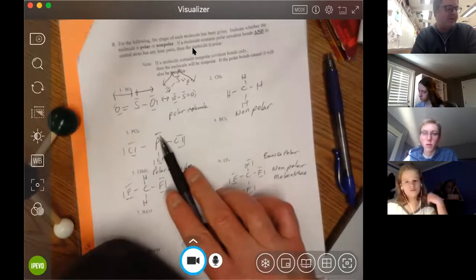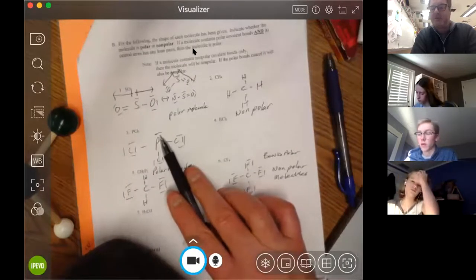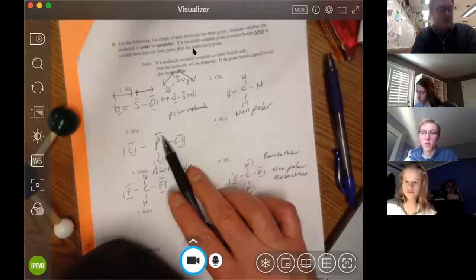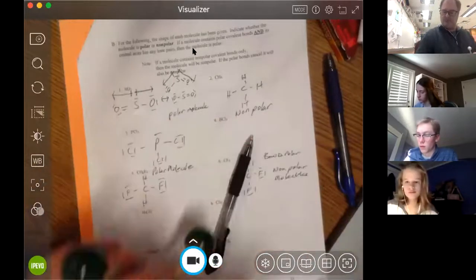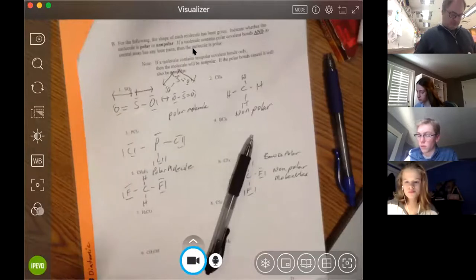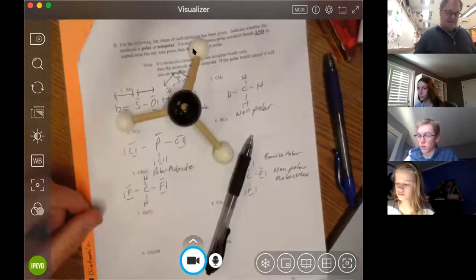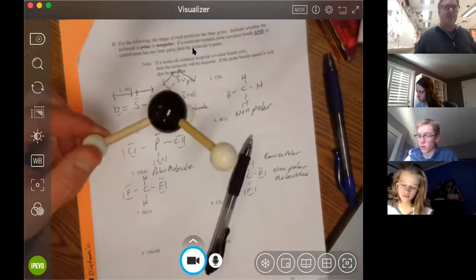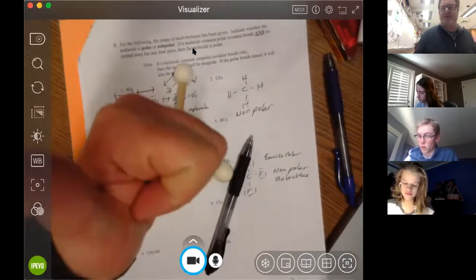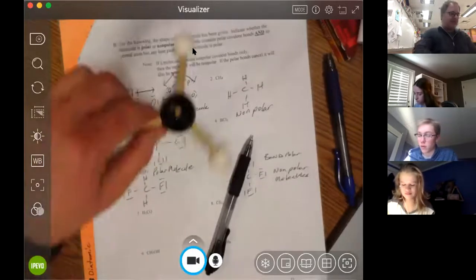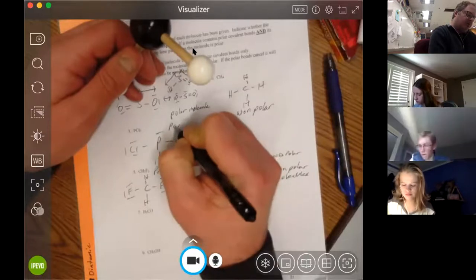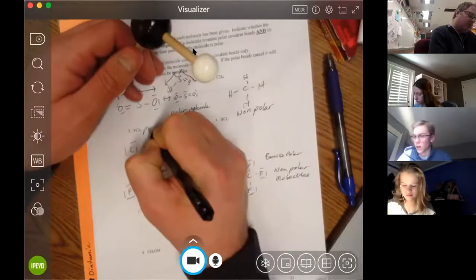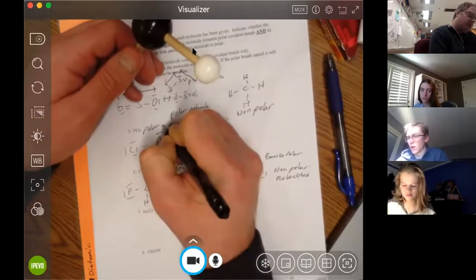So if you have polar bonds and you have a lone pair on the central atom, then it's going to be polar. Trigonal pyramidal. Right? Everything's pulling down. Nothing is pulling up to cancel that. So if it has polar bonds and it's trigonal pyramidal, it is a polar molecule.